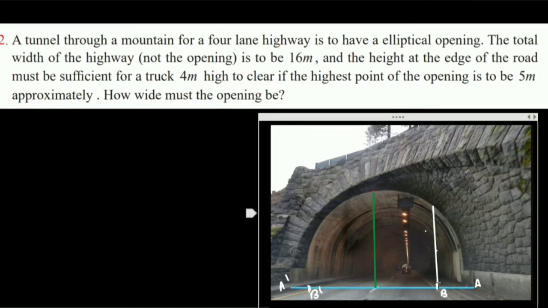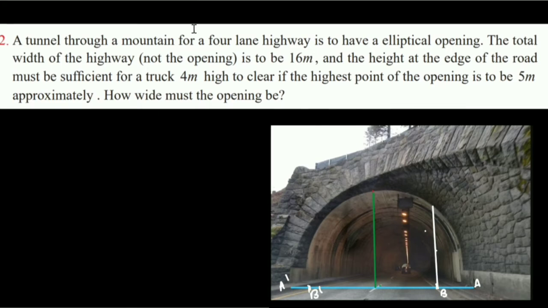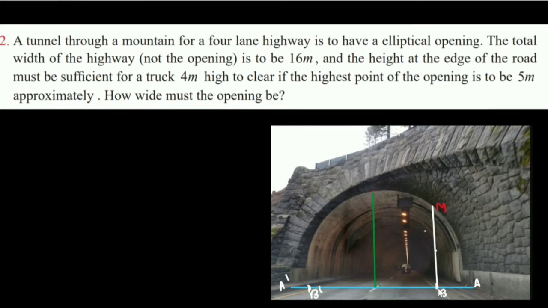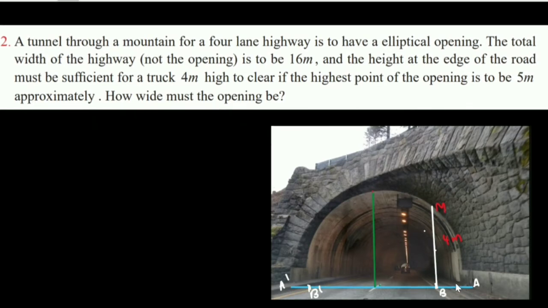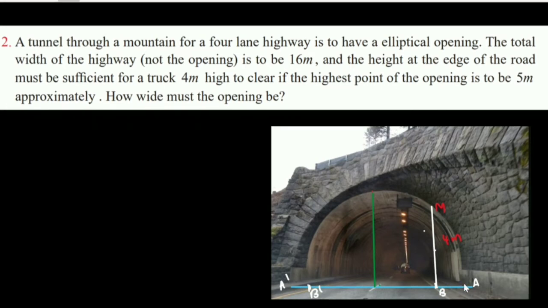And the height at the edge of the road, we take this as the edge of the road, is 4 meters. We'll take it as BM. So BM is the height at the edge. B is the edge of the road, so BM is 4 meters. This height is necessary for a truck to clear. The minimum height required is 4 meters. Less than 4 meters, you cannot have any vehicle pass through, so this space is wasted.